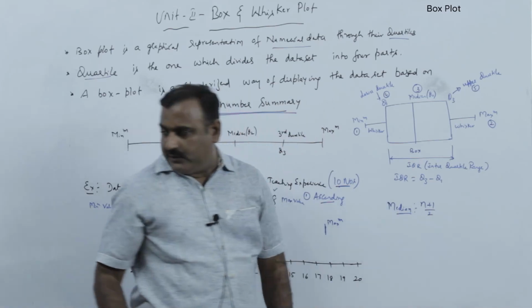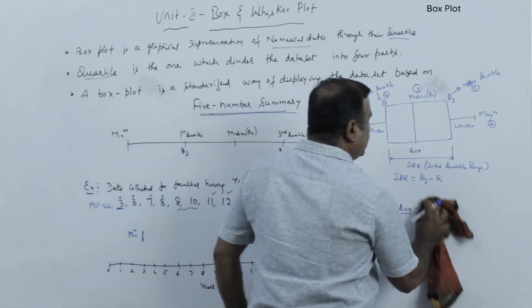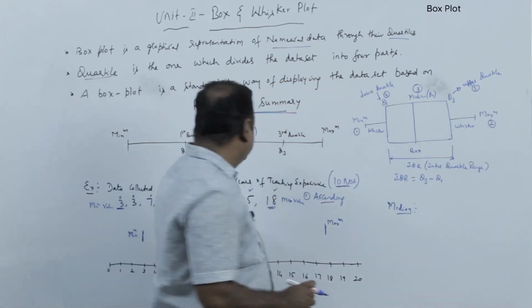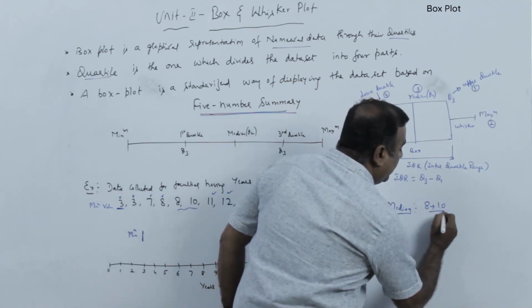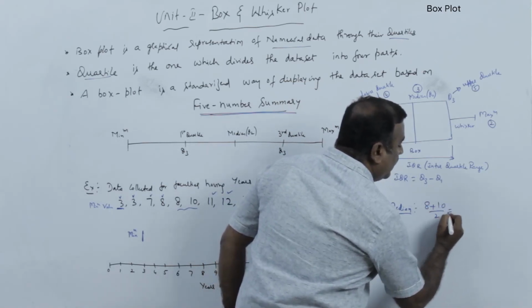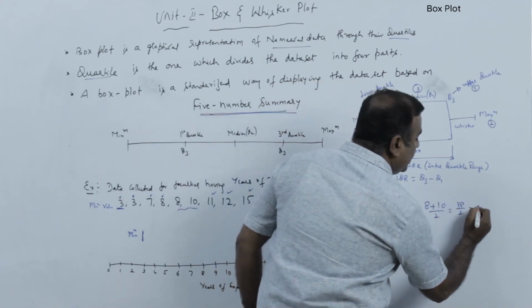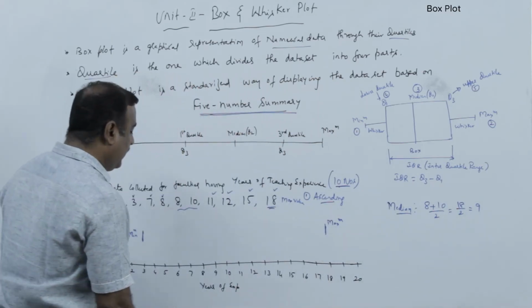So that's what I told you. I will be explaining that one; you'll come to know it, but in a simple way to find the median here, we do 8 plus 10 divided by 2. 18 divided by 2 is 9. 9 is the median. Now we have got another value.